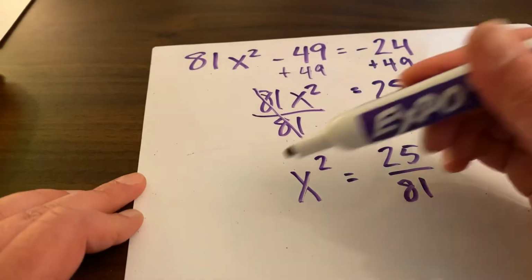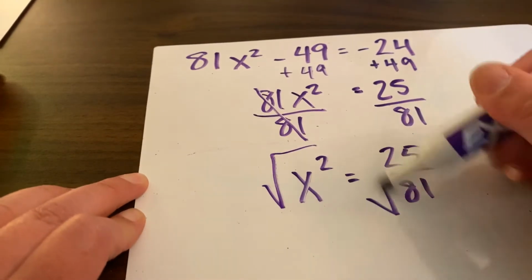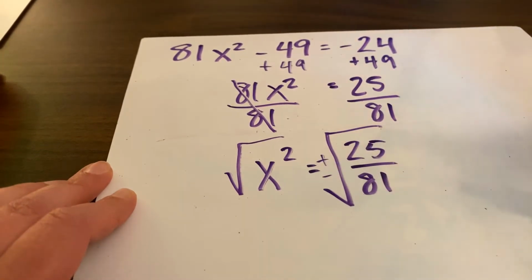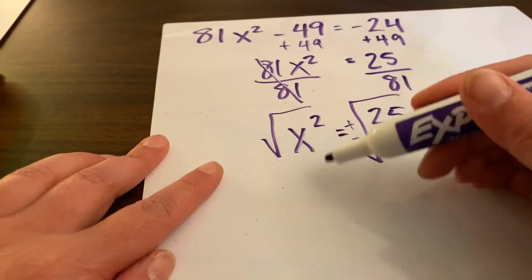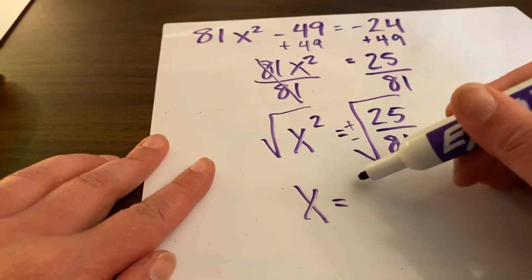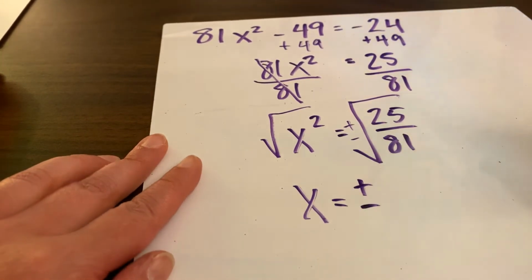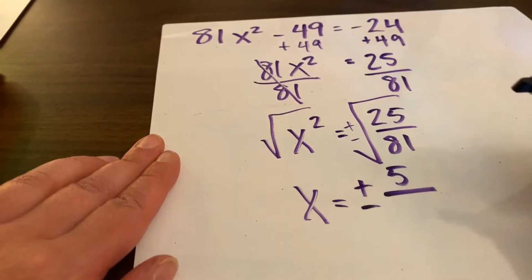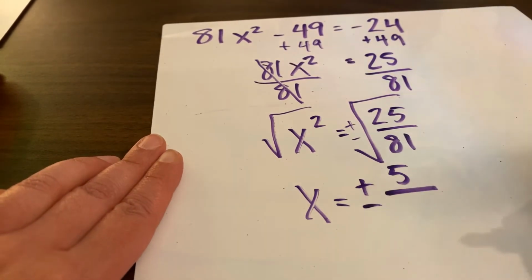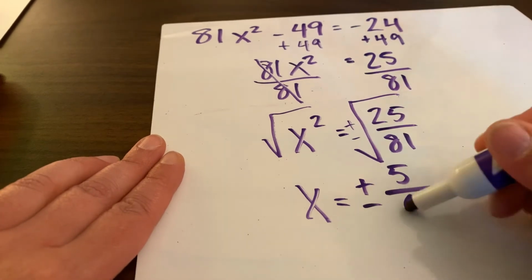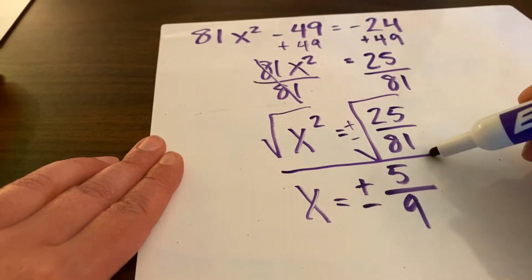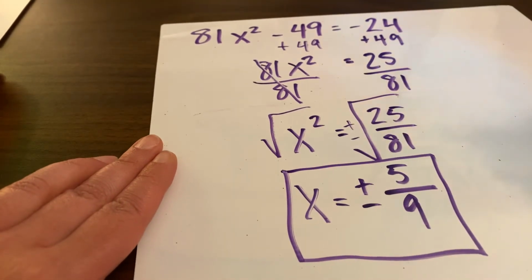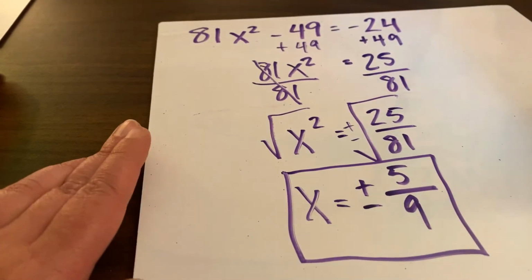Then we need to square root both sides. And when we square root both sides, we're square rooting the whole thing, and it's going to be plus or minus, right? So the square root of x squared is x equals plus or minus. What is the square root of 25? You're right, it's just 5. And what is the square root of 81? It's 9. Okay, so we leave it as 5/9. So x equals plus or minus 5/9.